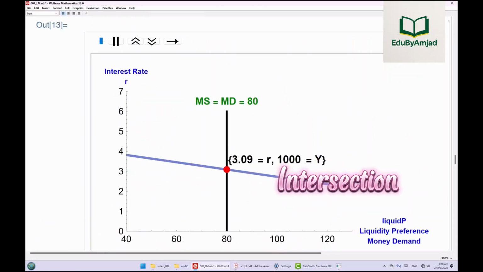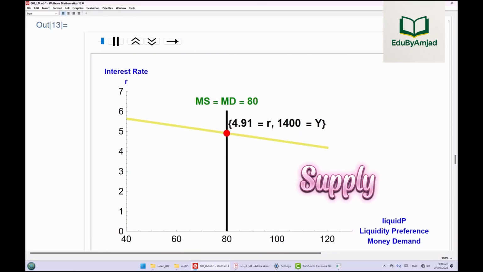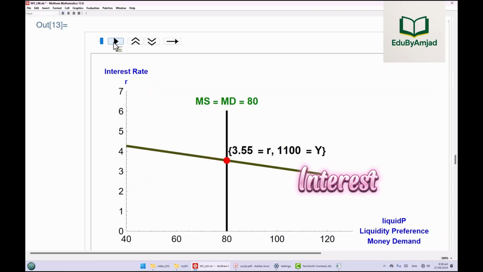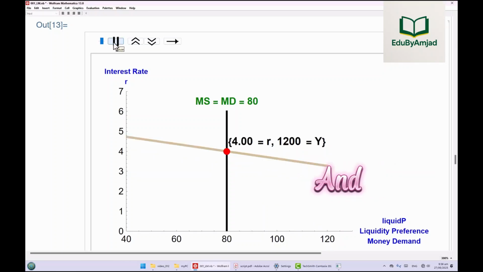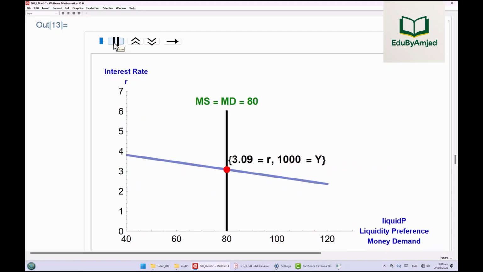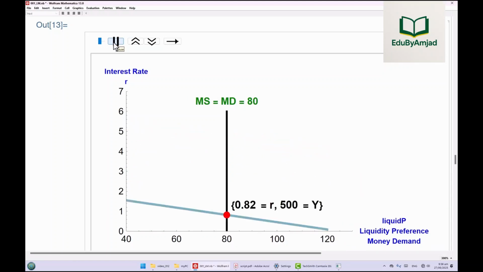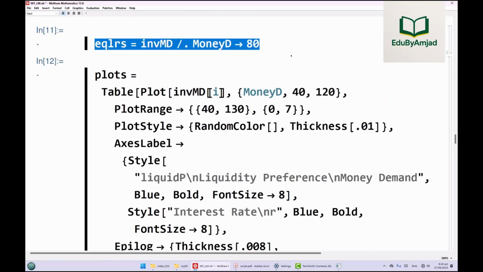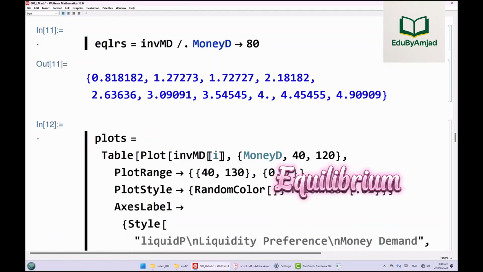Here, we can see the intersection points of money demand and supply, one at a time. For example, at this point where interest rate is 3.55% and national income is 1100 units of currency, money market is in equilibrium, with both money demand and money supply equal to 80 units of currency. Here, we extract 10 equilibrium interest rates.